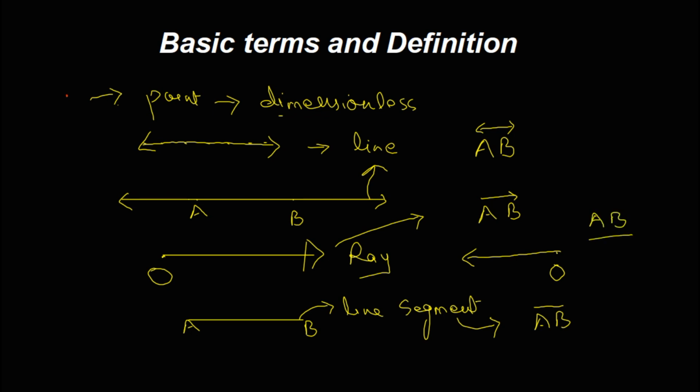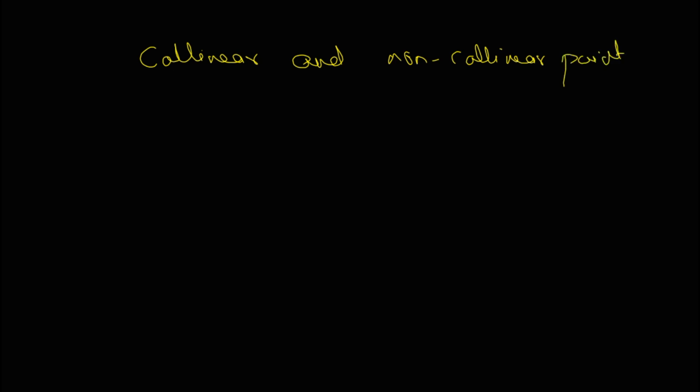Okay. Now that was about the point, line, ray and line segment. Now let's move further and find out what we have next. Next I would talk about collinear and non-collinear points. Now these terminologies are always helpful. Please see to it that you understand the basic concepts.